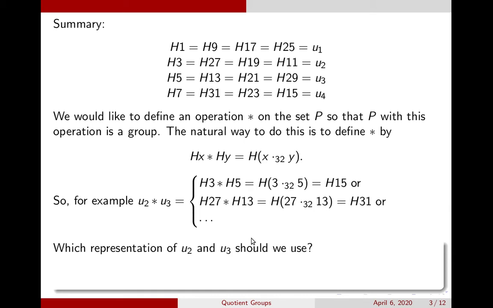Well, you may have noticed that it doesn't matter between these two choices. Right, the answer you get in the first calculation is the right coset determined by 15. In the second calculation, we get the right coset determined by 31. And those two right cosets are equal. They're both U4.